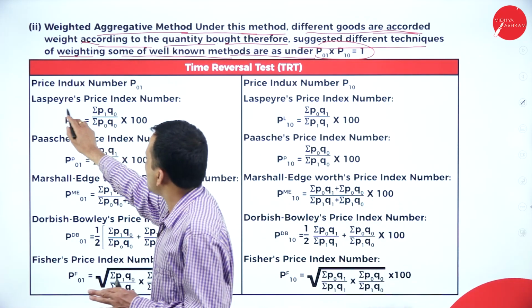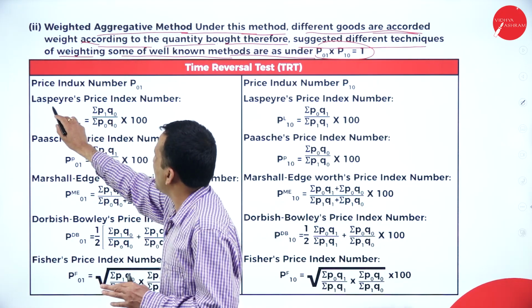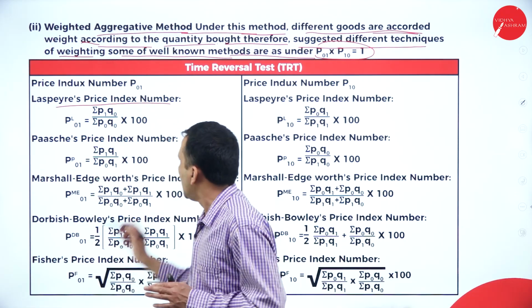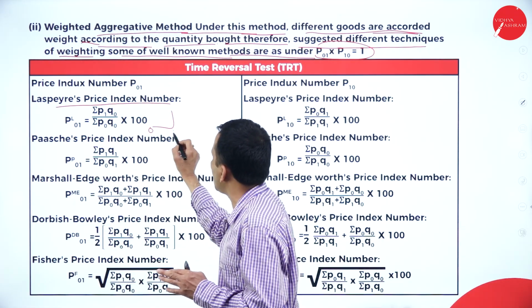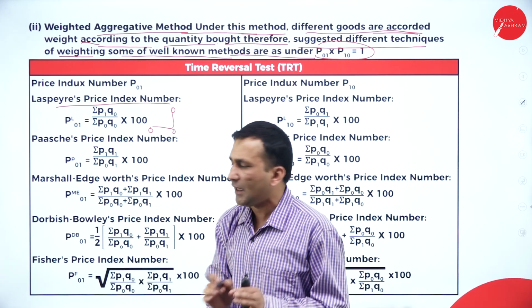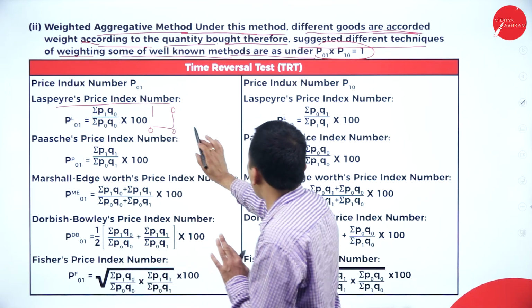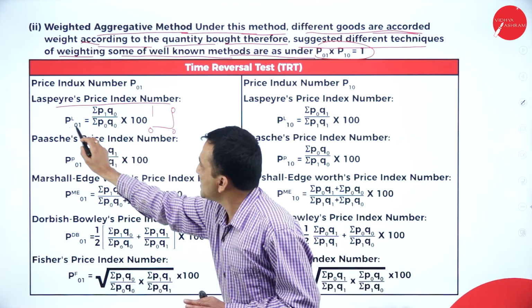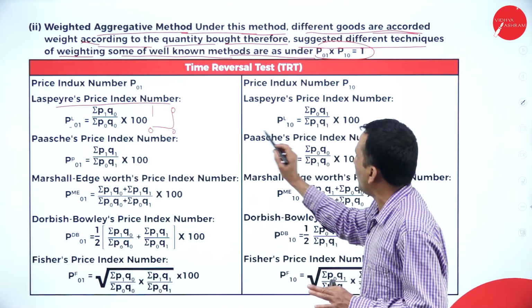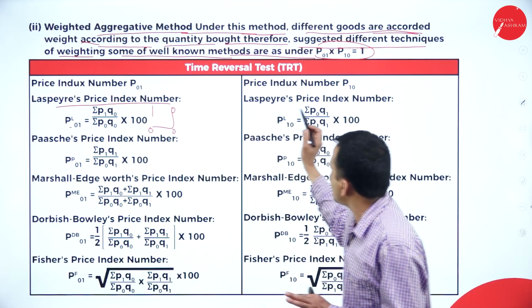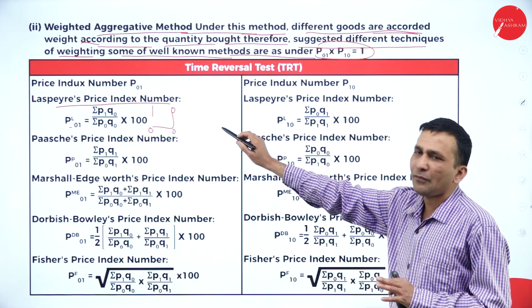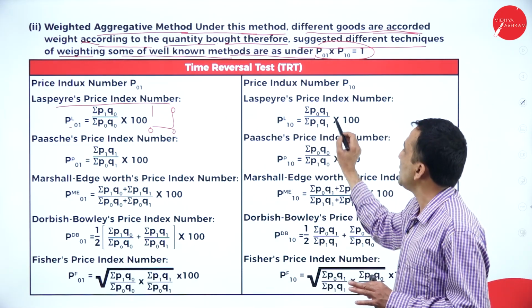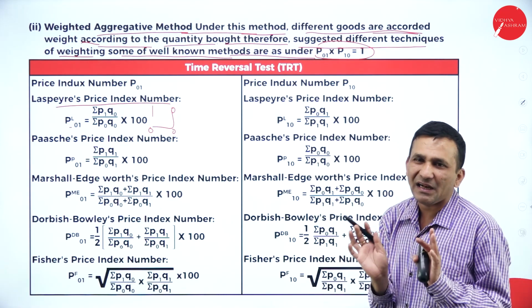So here, in the case of Laplace, the Laplace price index uses base year quantity weights, so that is what they took. When we go for reversing, in place of P01 we write P10. Wherever you are getting 1 we just replace it with 0, and wherever you are finding a 0 we replace it with 1. So now it is completely reversed.